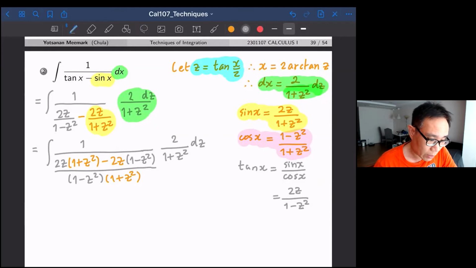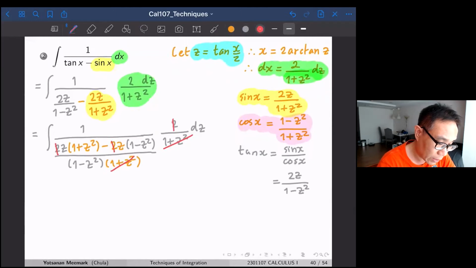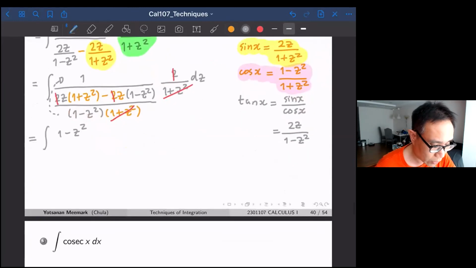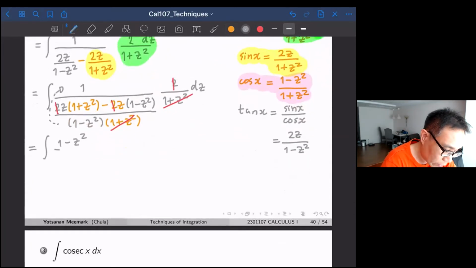Okay, and you see that we are able to get rid of 1 plus z square. And you are able to see that we are able to get rid of this 2. So it's going to be kind of simple, and you're also able to flip this one to the top. So you would get 1 minus z square on top. Okay, and you're going to get the thing that you have on the bottom.